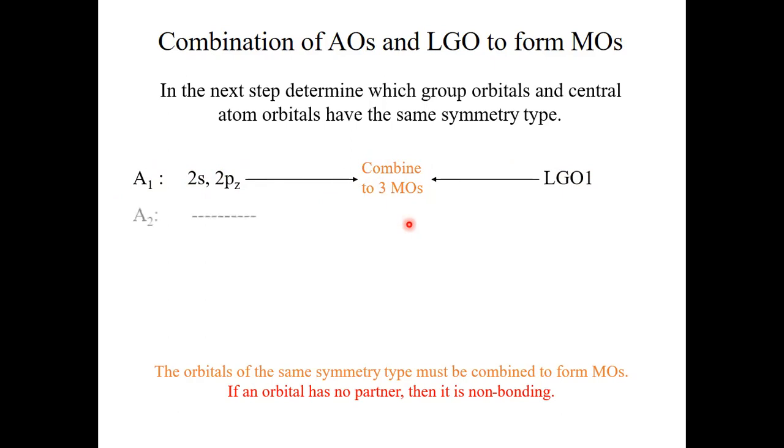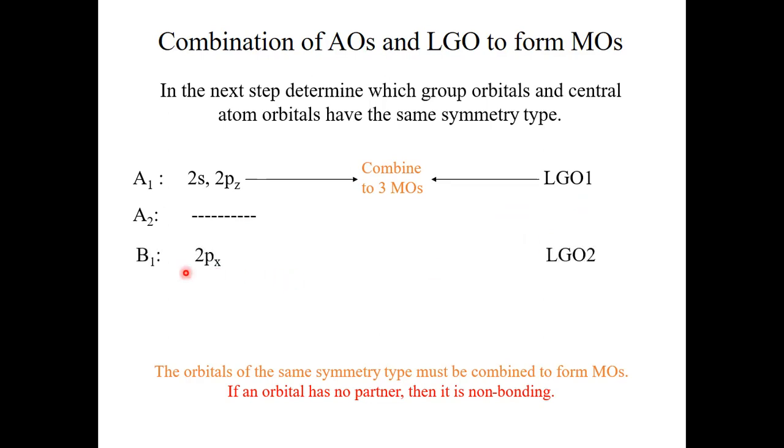Now, what's the second step? We can, for instance, look at the symmetry type A2. Here we will find that we neither have central atom orbitals of that symmetry type, nor do we have ligand group orbitals of that symmetry type. And therefore, we will not have any molecular orbitals of that symmetry type.